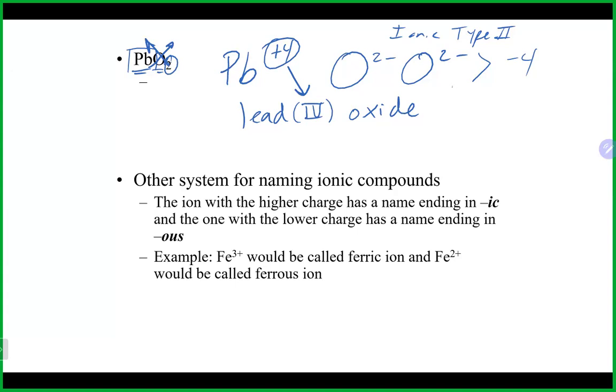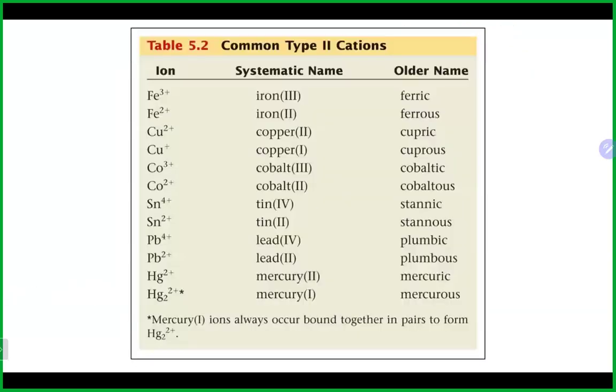But that's sort of the reasoning. -ic is the higher positive charge, -ous is the smaller positive charge. So again, we'll strictly use Roman numerals. Here's a table of some of that and some of the older names. We're not going to worry too much about it, but you can see a lot of it is really where they get some of the symbols from, by the way, for some of these things.